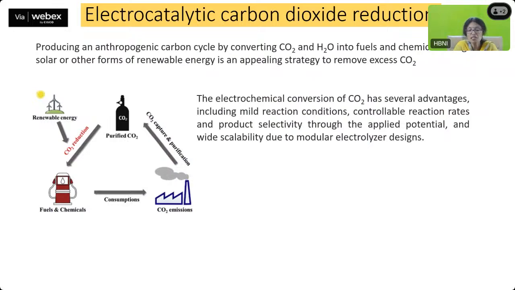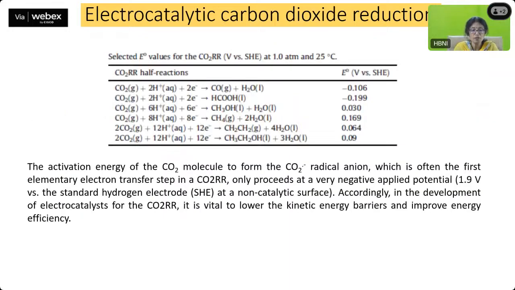The electrochemical conversion of carbon dioxide has several advantages because it has mild reaction conditions. You can have controllable reaction rates, good product selectivity through applied potential, and wide scalability due to modular electrolyzer designs. So this is where the electrocatalyst is going to find a lot of application.